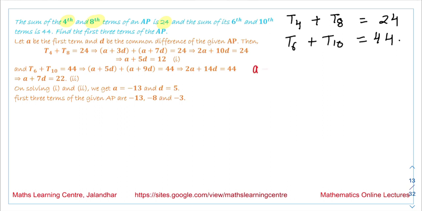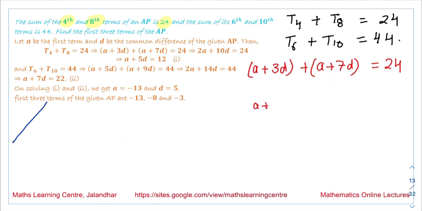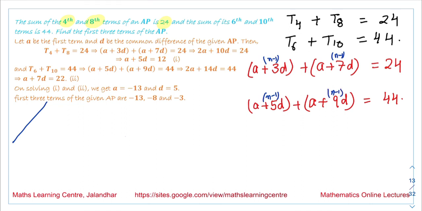So what is T4? It is A plus 3D plus A plus 7D. This is equal to 24. Then A plus 5D plus A plus 9D, that is equal to 44. These values are a plus (n minus 1)d. So what we get is that 2a plus 10d is equal to 24, and 2a plus 14d is equal to 44.